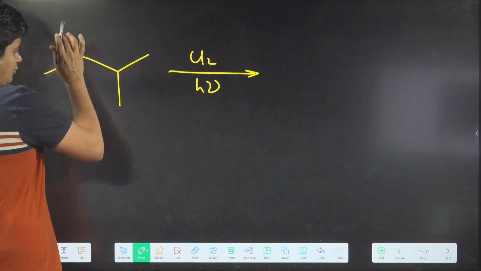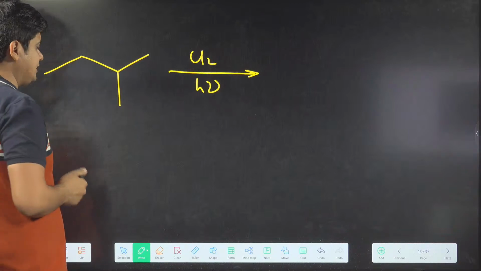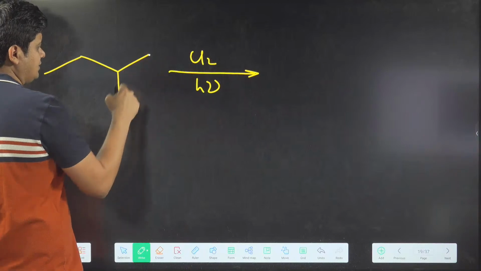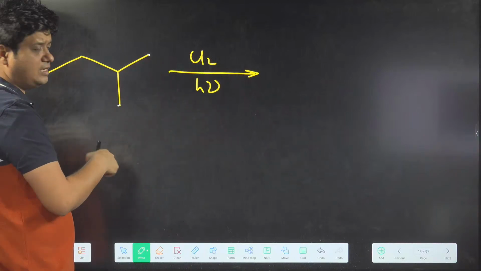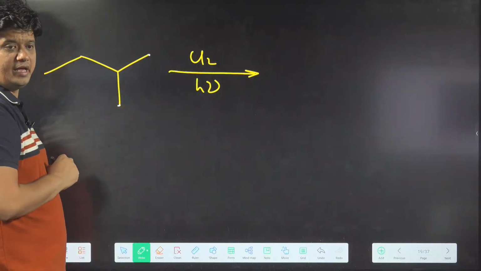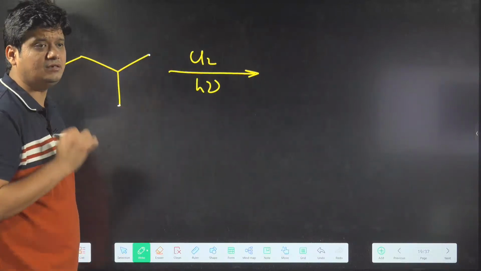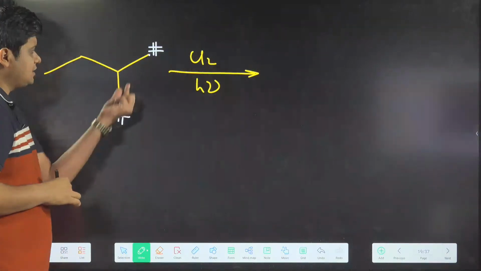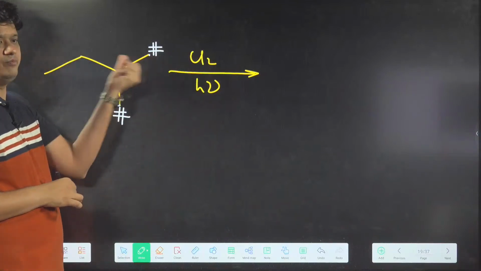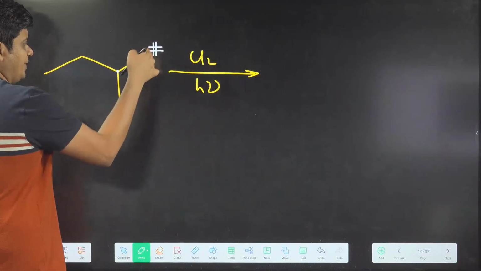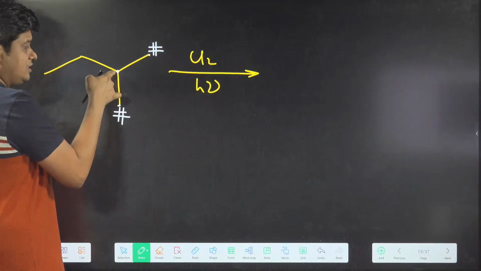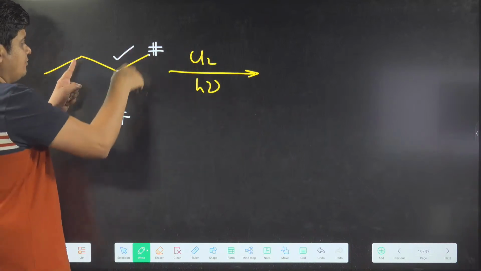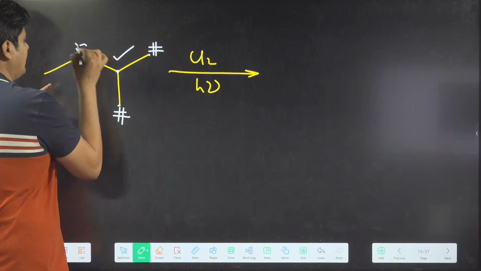In this molecule, think about the different types of hydrogens. For example, the hydrogen attached to this carbon and the hydrogen attached to this carbon are the same, they are identical. So use a similar symbol for them. This hydrogen is not matching with these two, which means it is different, so use another symbol. This one is also not matching with any of these two, so it is also different. Use one more different symbol.